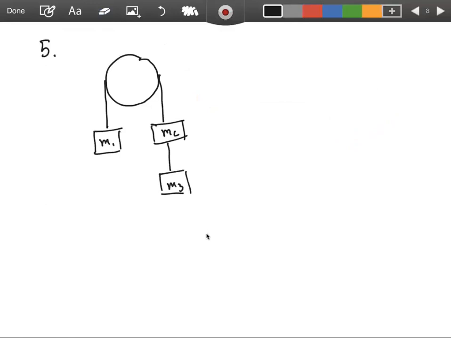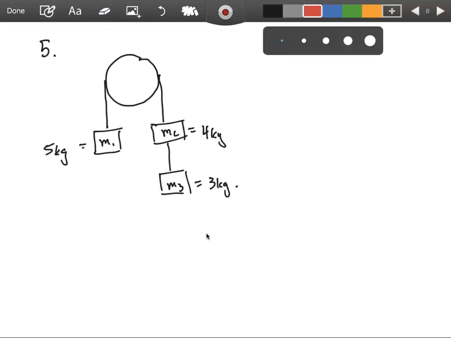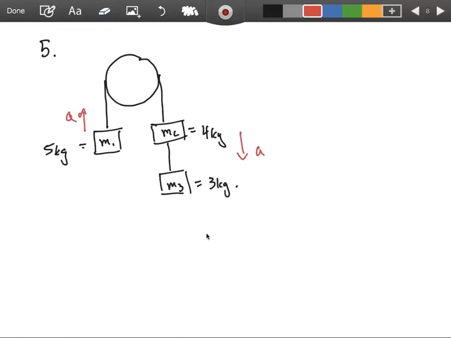Let's put in some numbers. m1 here is equal to 5 kilograms, m2 is equal to 4 kilograms, and m3 is equal to 3 kilograms. Now, since I have more mass on the right-hand side than on the left-hand side, this thing is going to accelerate down in this direction, and this one accelerates this way. And again, Newton's third law basically tells me that the accelerations of all 3 of these blocks are the same.